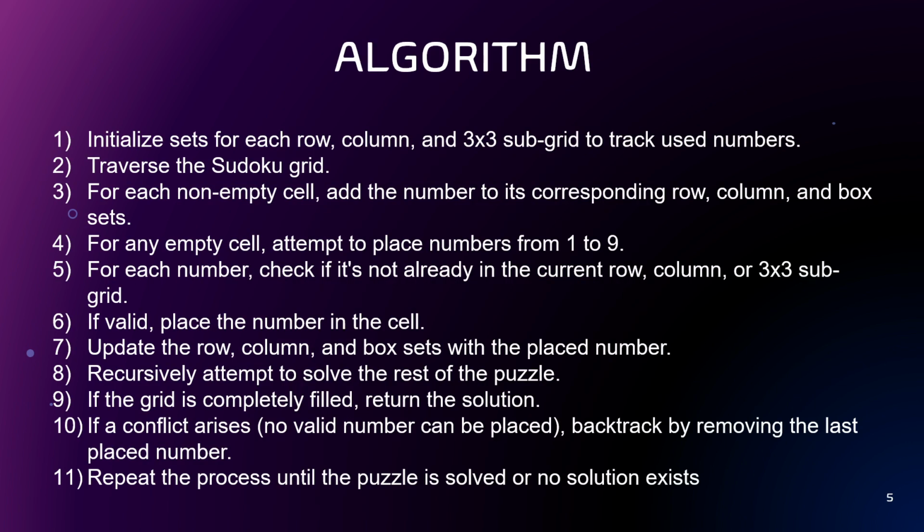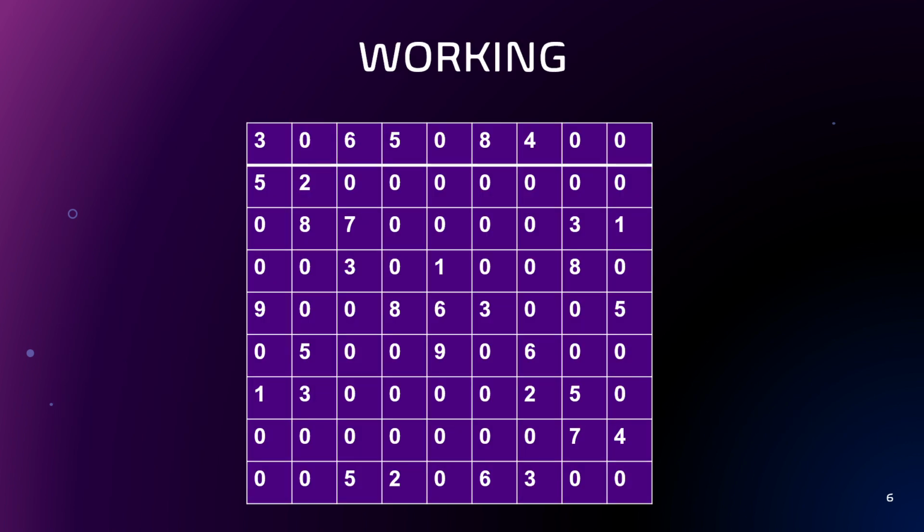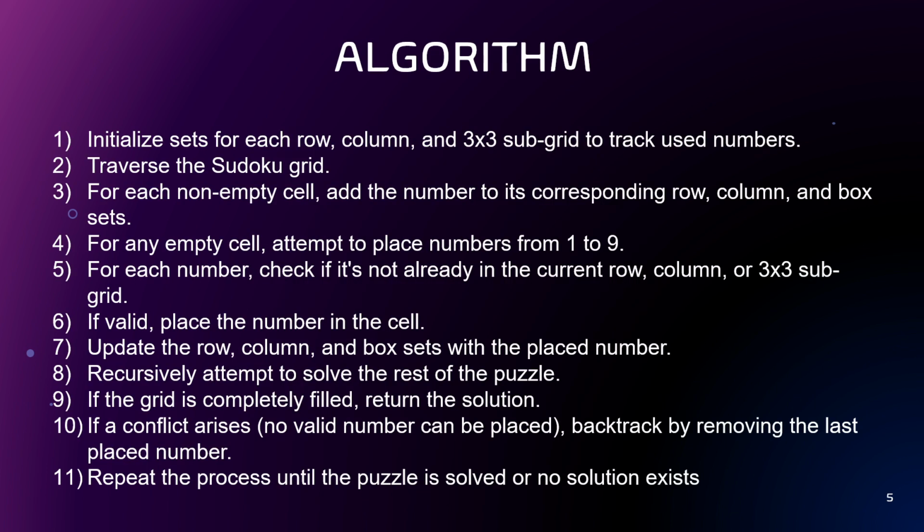And after that, for any empty cell, attempt to place the numbers from 1 to 9. This is my fourth step. My first empty cell on this 9x9 board is the one in the first row and second column. So I'll replace that value with any one of the values from 1 to 9. The important thing is that it must satisfy the 3 constraints provided in step 5. For each number, check that it's not already in the current row, column or 3x3 subgrid.